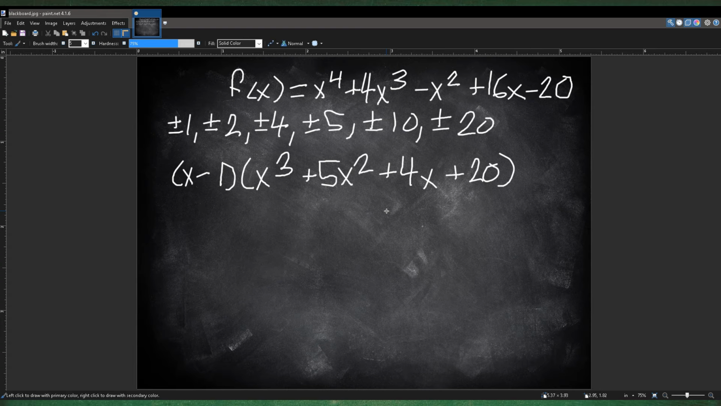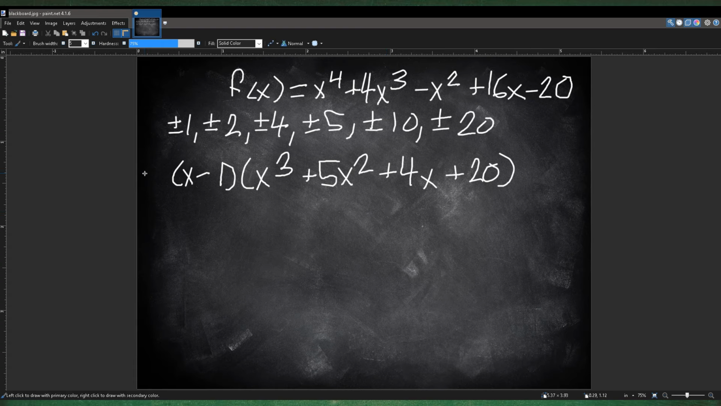Probably. So it's not going to be positive 4, so let's just try negative 5. Negative 5 to the power 3, plus 5 times negative 5 squared, which is 25, plus negative 20, plus 20, is 0. Okay, so negative 5 is also a factor.